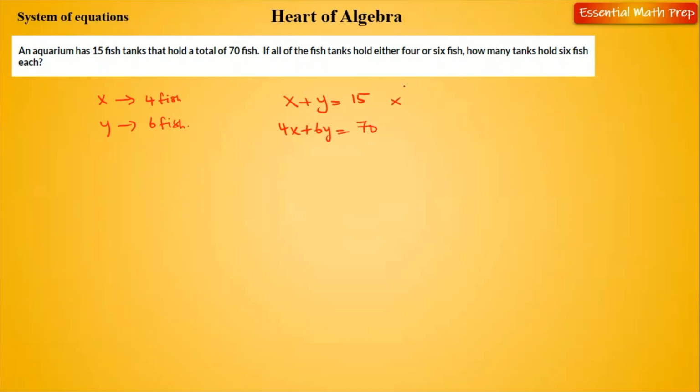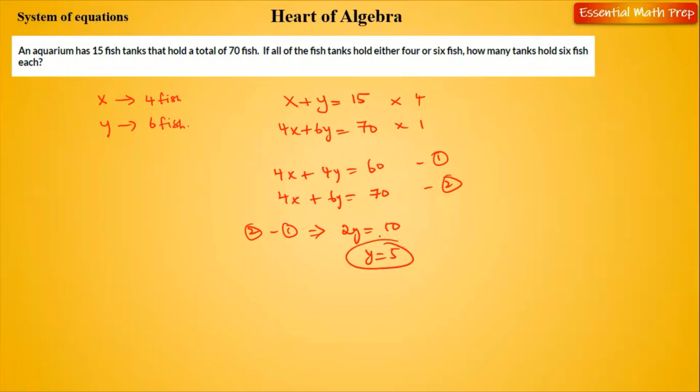Again, you can multiply the top by 4, bottom by 1, which gives us 4x plus 4y equals 60, 4x plus 6y equals 70, right? Sorry, 15 times 4, yeah, 15 times 4 is 60, that's correct. Okay, if you call this expression 1 and 2, then 2 minus 1 would be 2y equals 10, y equals 5. We are equating y to our 6 fish tanks, so that's the answer.